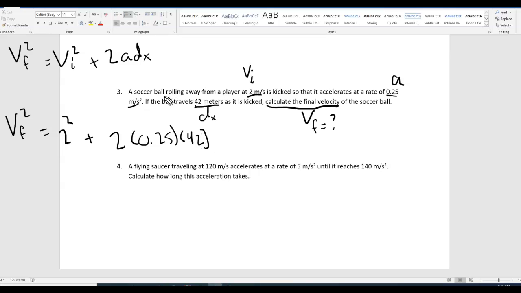Okay, and then I'm going to continue the work. I guess I'll use the space down here. So vf squared, I'm just going to simplify this. 2 squared is 4, plus, I multiply this, 2 times 0.25 times 42. Okay, so that is going to be 21.